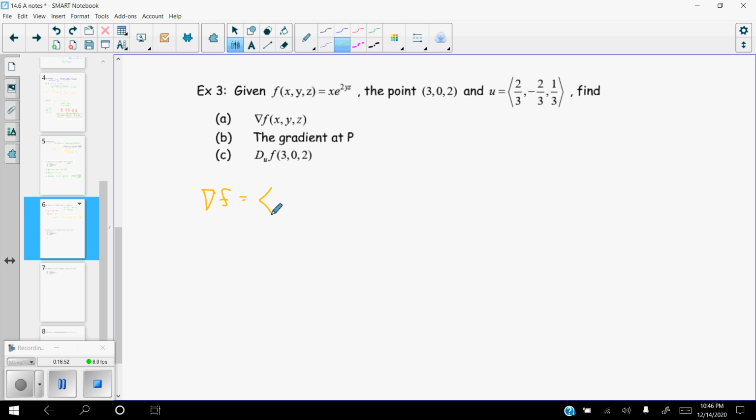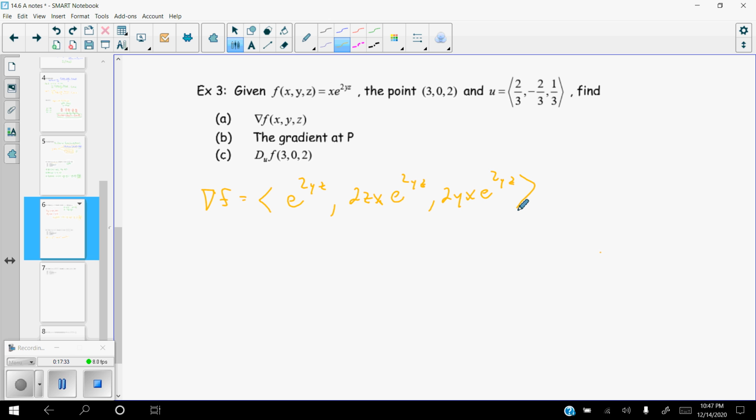Gradient of f. And this time we have x, y, and z. So we've got a 3-dimensional gradient here. The partial with respect to x is going to be e to the 2yz. With respect to y, remember x and z are constants here, so it's really just going to be the derivative of that exponential. So it's going to be 2z x e to the 2yz. And then with respect to z, it's going to be 2y x e to the 2yz.